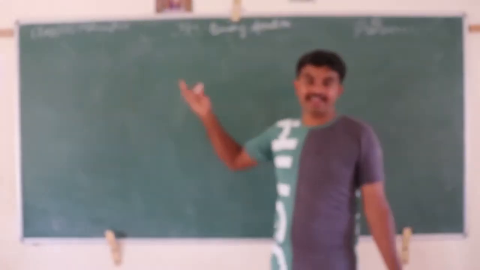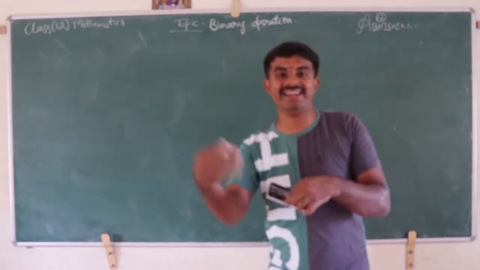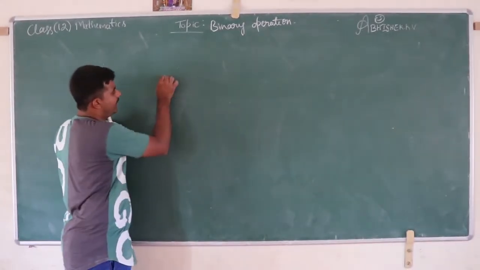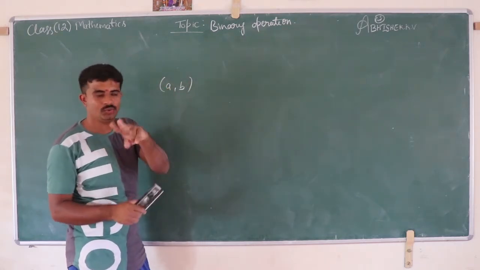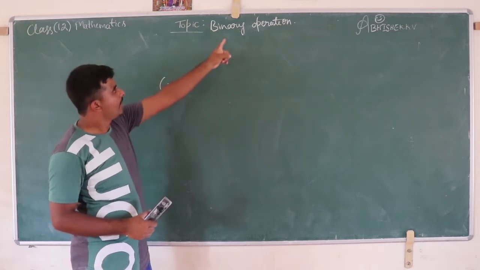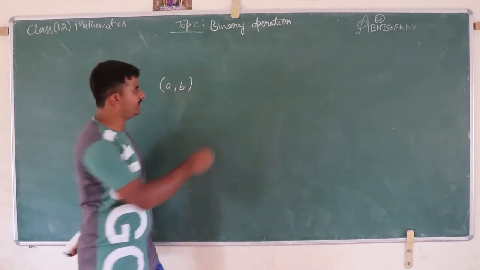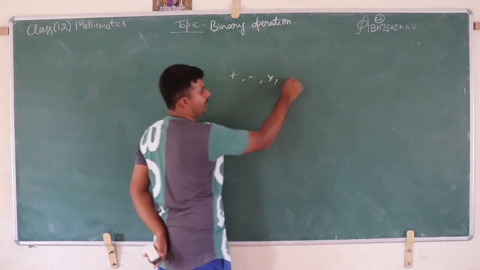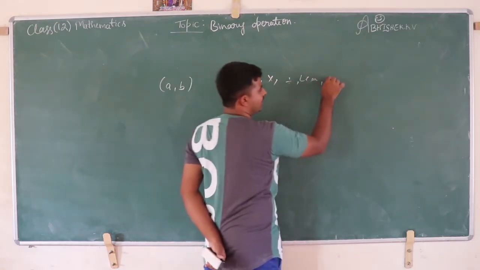Generally, what is binary operation? Binary means two, two numbers. Especially in this chapter, it has the ordered pair. Ordered pair is A comma B, two numbers. In mathematics, we have so many operations. See, plus, minus, addition, subtraction, multiplication, division. LCM is also an operation in mathematics.